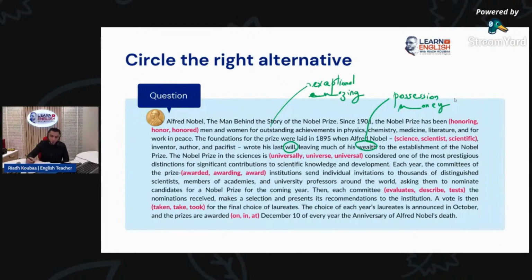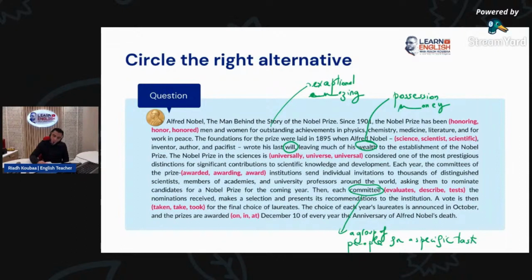Each committee, we know that a committee is a group of people. So we know here in the Royal Swedish Academy, there is a group of people chosen for a specific task here. So this committee here, to choose the Nobel Prize laureates or winners, evaluates, tests, or describes the candidates for the Nobel Prize for the coming year.